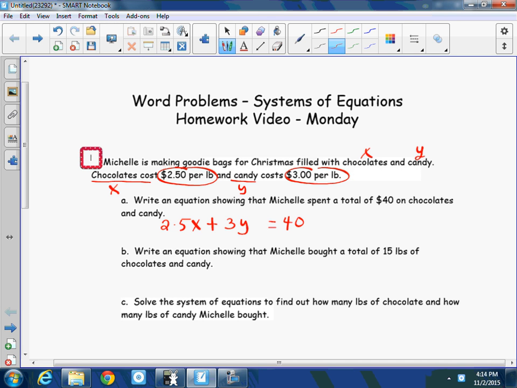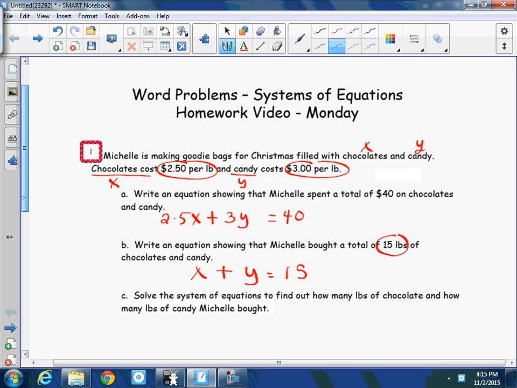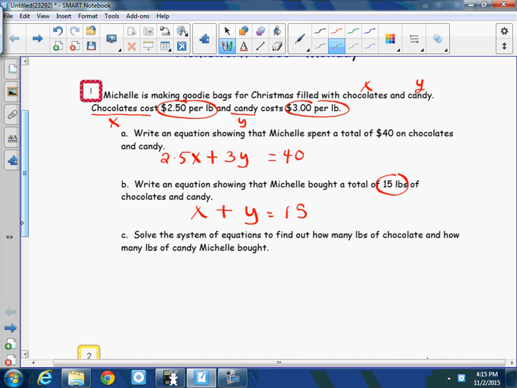Write an equation showing that Michelle bought a total of 15 pounds. So whatever pounds of chocolate she bought, plus how many pounds of candy she bought, that needs to be equal to 15. Solve the system of equations to find out how many pounds of chocolate and how many pounds of candy Michelle bought. So we need X and Y, both of them.